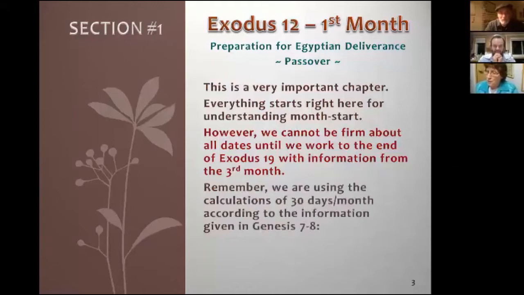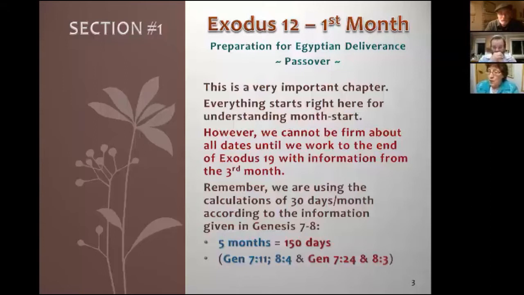And just to remember that all the calculations are on a 30-day month according to the information that's given in Genesis chapter 7 and 8 according to Noah and the flood. And you have 2 references that say 5 months and 2 references that explain that those 5 months had 150 days. So you have 2 witnesses there that the months of Yahuwah are 30-day months. There's no 31 days, and there's no 28, and there's no 29 and a half. That makes it easy. That finishes that right there.